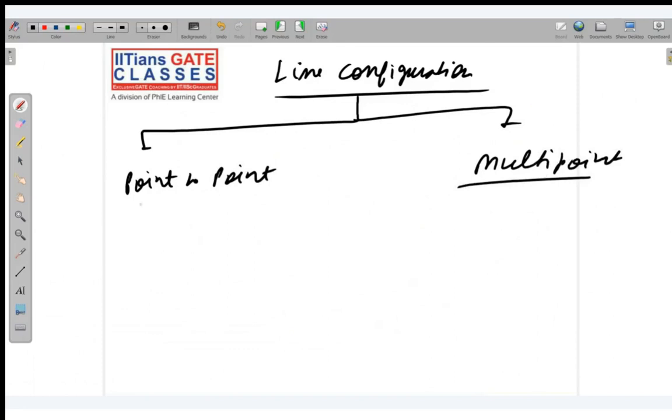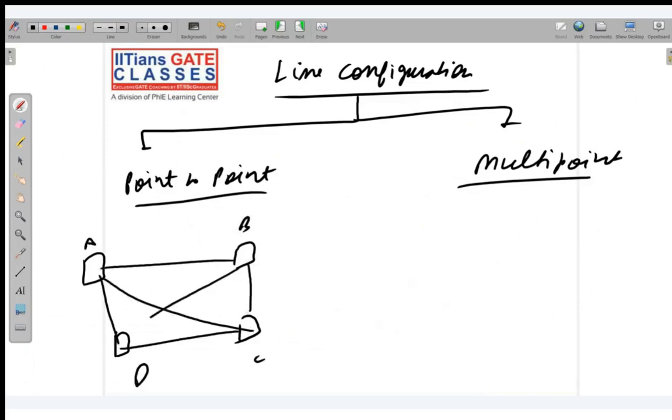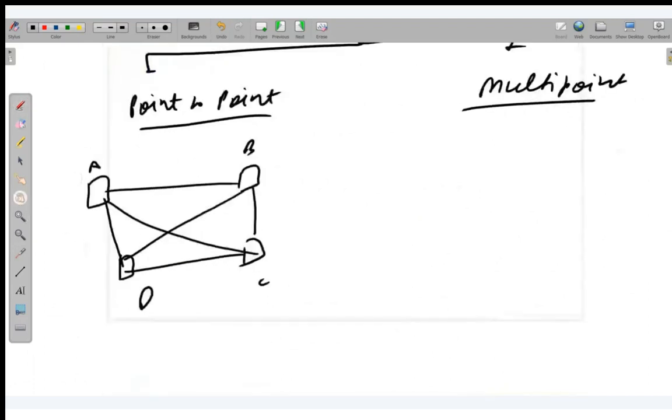Point to point means between every two stations there should be a dedicated link. Like this is A and B, A, B, C and D. A and B should be directly connected, B and C, C and D, A and D, A and C, B and D. Between every two stations there should be a dedicated link. That is the basic meaning of a point to point link. As the name says, point to point means between every pair of stations they should be connected directly, or you can say with a dedicated link between every pair of computers. Dedicated means private link, you can consider that.